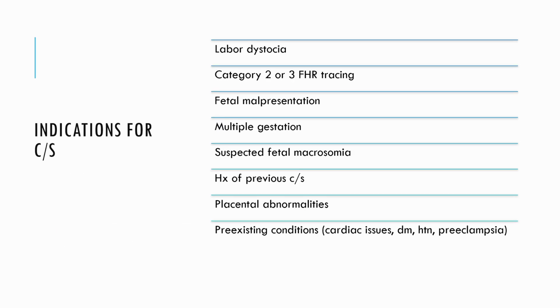So, reasons that a patient might need a C-section: labor dystocia, like we had talked about, a category 2 or 3 tracing, fetal malpresentation, pregnant with triplets or twins, suspected fetal macrosomia, so we're expecting a really big baby, history of a previous C-section. Maybe there's some sort of placental abnormality, or there might even be some pre-existing condition, like a cardiac issue, that maybe mom shouldn't go through a labor process with. Diabetes, hypertension, pre-E, stuff like that could all be reasons for a C-section.